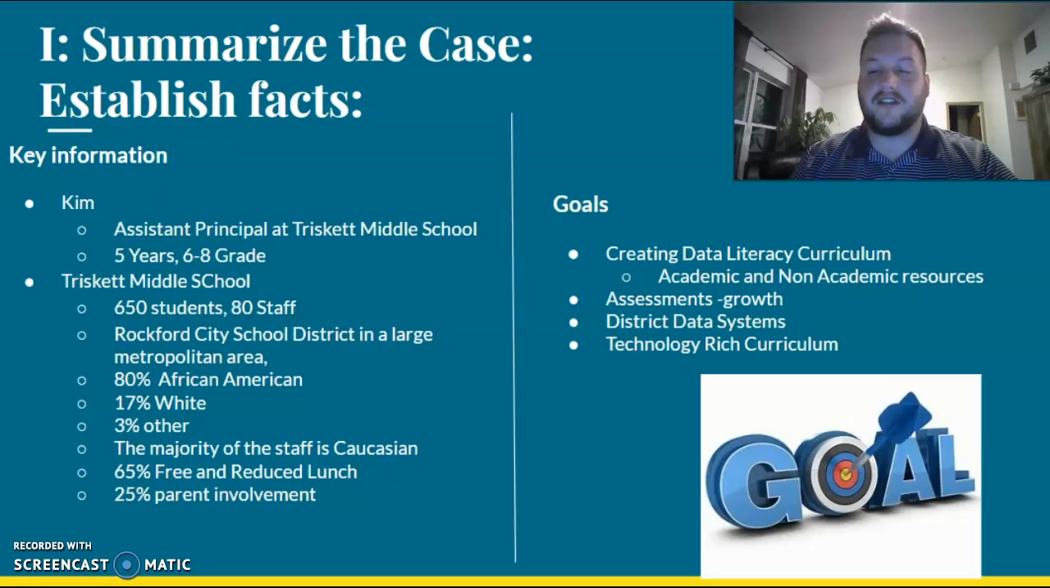So creating that data literacy curriculum, as well as using it for both academic and non-academic resources, introducing new assessments to measure growth, seeing how the assessments can benefit students, seeing why they might not work, demonstrating just better overall success with assessments, how the district data systems are incorporated, and then making sure that that technology-rich curriculum is being used throughout all of the classes at Triscuit Middle School.